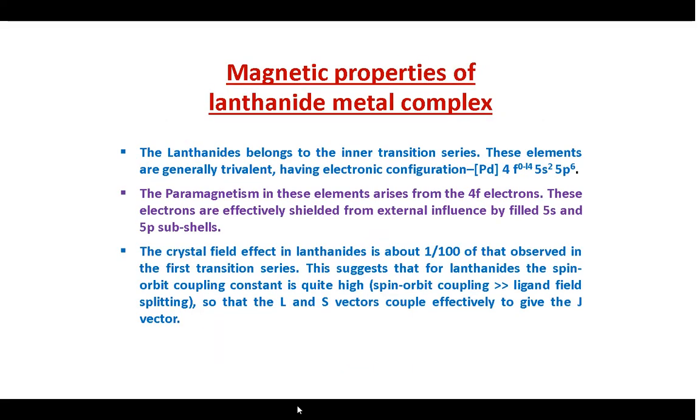Magnetic properties of lanthanide metal complexes. The lanthanides belong to the inner transition series. These elements are generally trivalent, having electronic configuration [Pd] 4f0 to 14, 5s2, 5p6. The paramagnetism in these elements arises from the 4f electrons. These electrons are effectively shielded from external influence by filled 5s and 5p subshells.